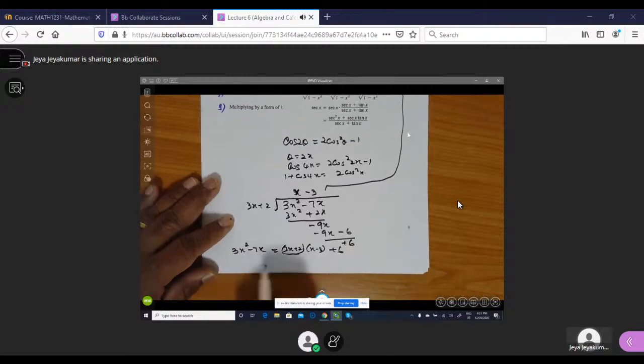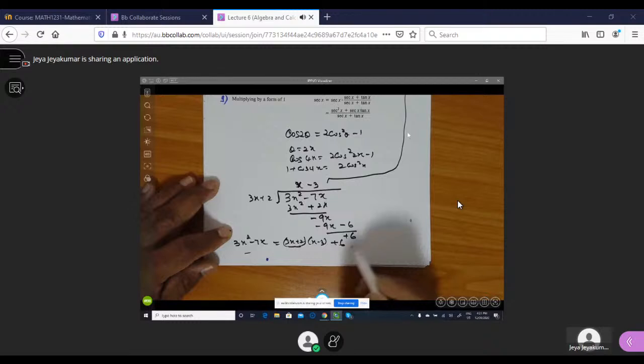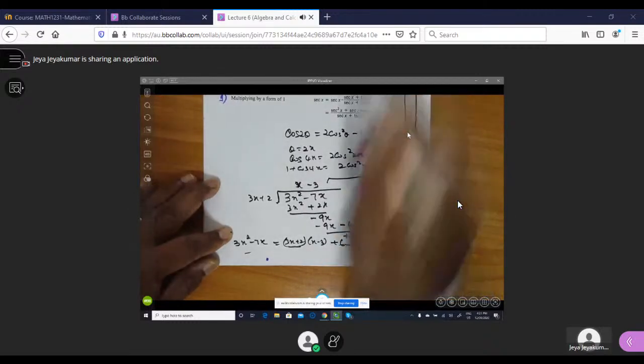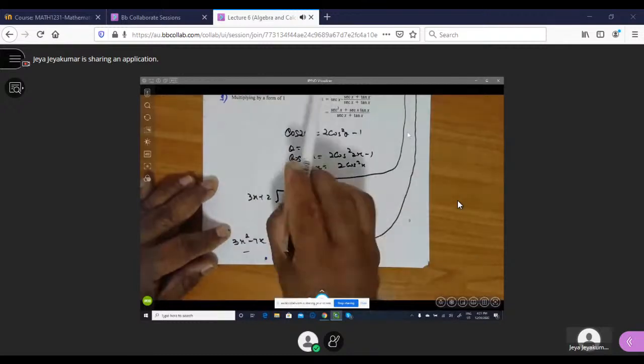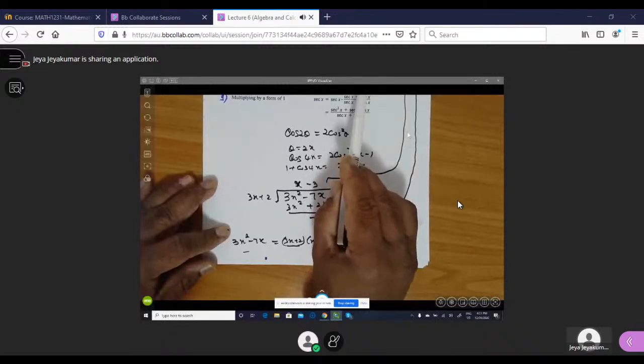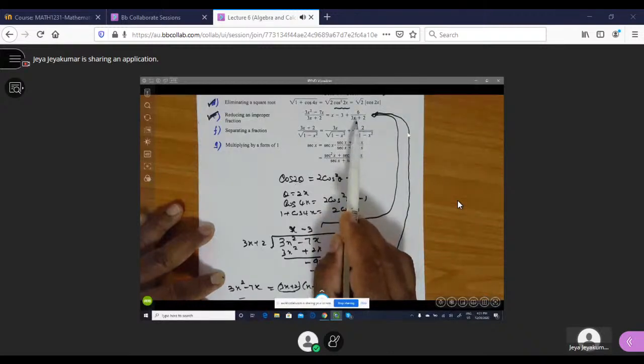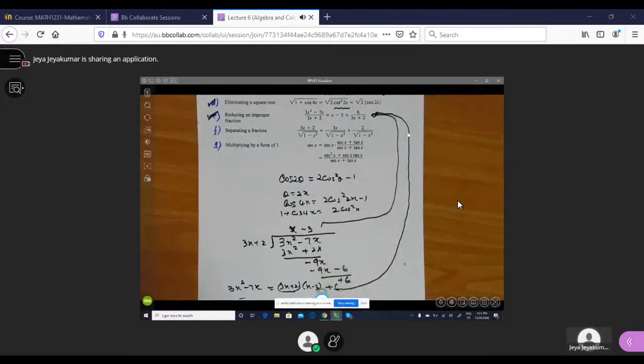So now divide by 3x plus 2, you get x minus 3 plus 6 over 3x plus 2. So we can write the improper fraction in terms of simple fractions like this. This kind of technique will be useful later on when we integrate rational functions, polynomial over polynomial. We'll be looking at that later on next week.